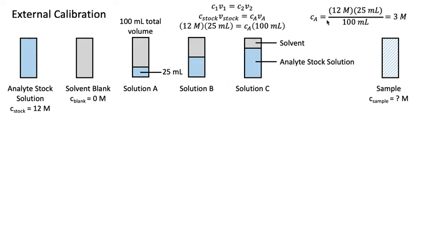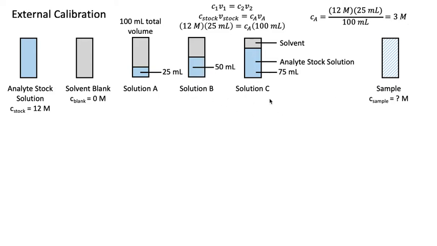Now if I plug in my numbers here and solve for the concentration of A, I get a value of 3 molar. And anytime you calculate anything, I want you to pause for a mental check and ask, is this number actually reasonable? If the concentration of our stock was 12 molar and the concentration of a diluted solution is 3 molar, that makes sense. We're going down in concentration. So always do that kind of double check.